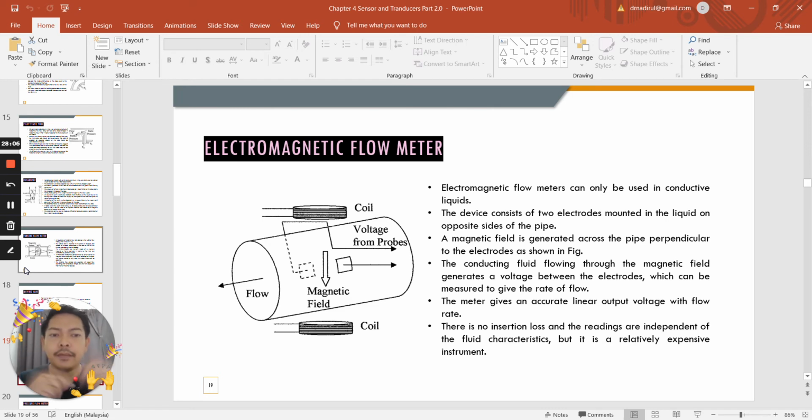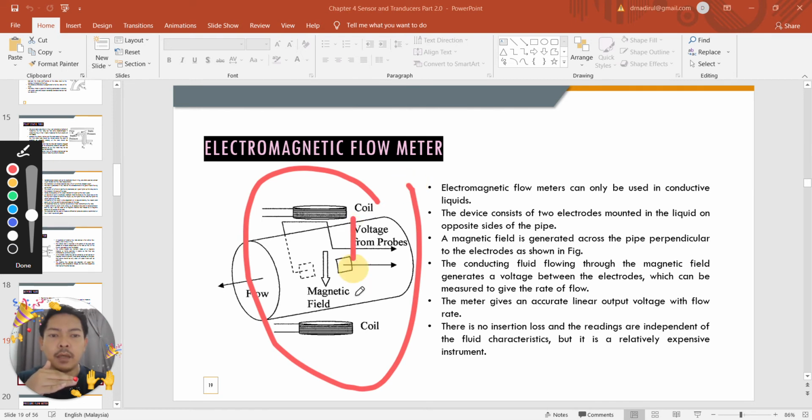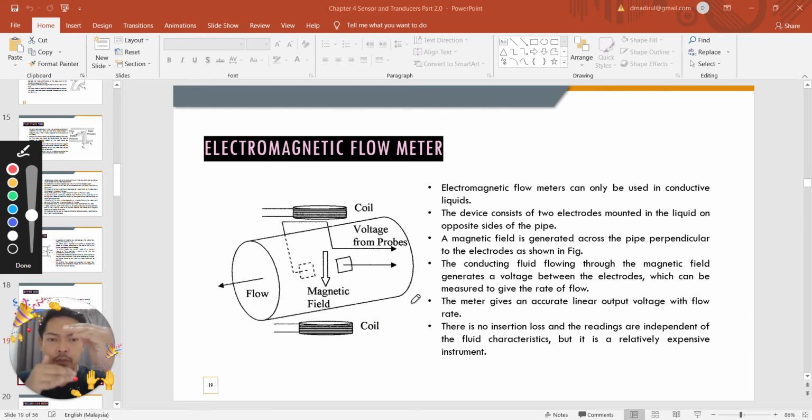A magnetic field is generated across the pipe perpendicular to the electrodes, as shown in the figure. So the figure here shows that the magnetic field is generated across the pipe, with the two electrodes mounted on opposite sides of the pipe. Okay, the conducting fluid flowing through the magnetic field generates a voltage between the electrodes, which can be measured to give the rate of flow.